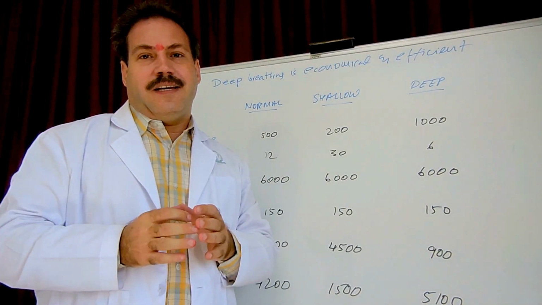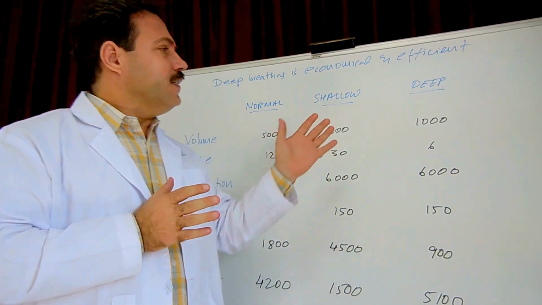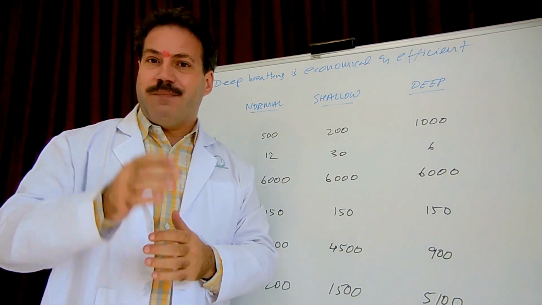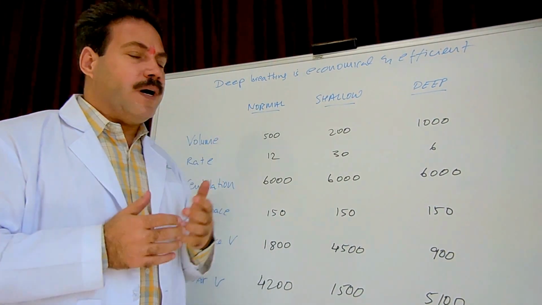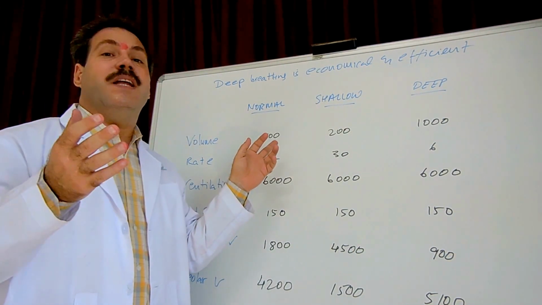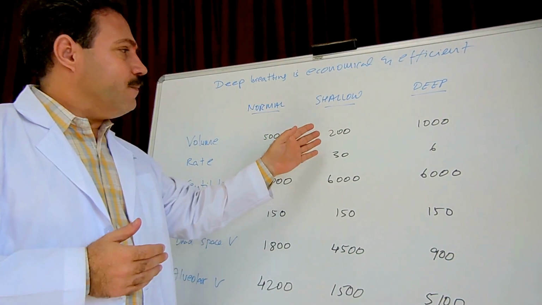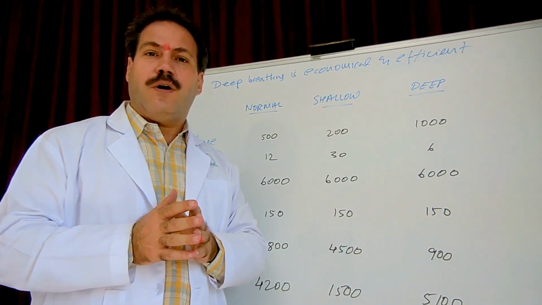Deep breathing is both economical and efficient. This chart compares normal, shallow and deep breathing. The volume of air that is respired in normal breathing can be said to be 500 milliliters, half a liter. In shallow, 200 milliliters, and in deep breathing, 1000 milliliters or 1 liter.